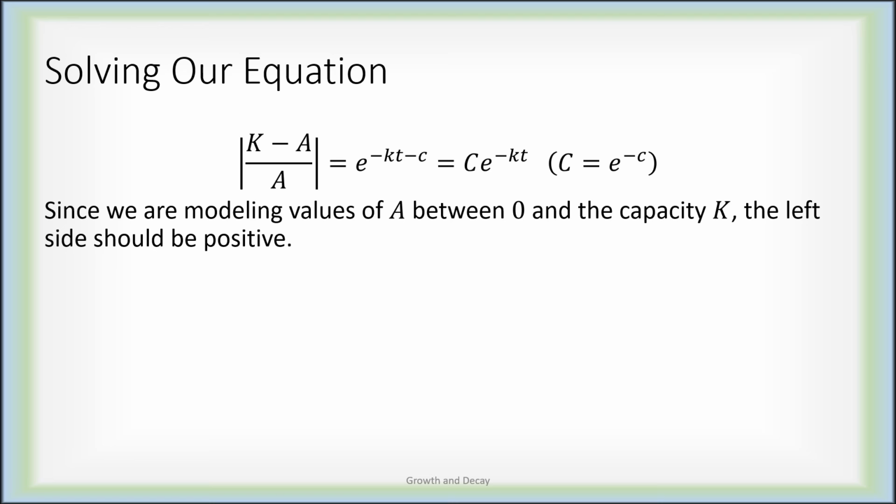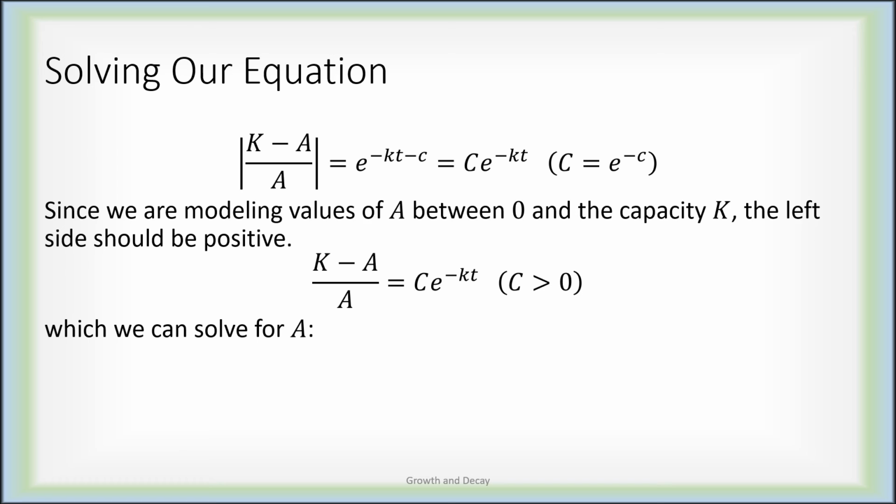Now we're modeling values of A presumably in between 0 and the carrying capacity. If we're modeling something in between 0 and the carrying capacity K, then both K minus A and A itself are not negative, so the absolute value is not necessary, and we drop it. Now we just need to solve for capital A. That was our whole goal. It takes a little bit of algebra, but you can solve for A. It's K, the carrying capacity, over some constant capital C times e to the kt, where little k is some other constant, plus 1.